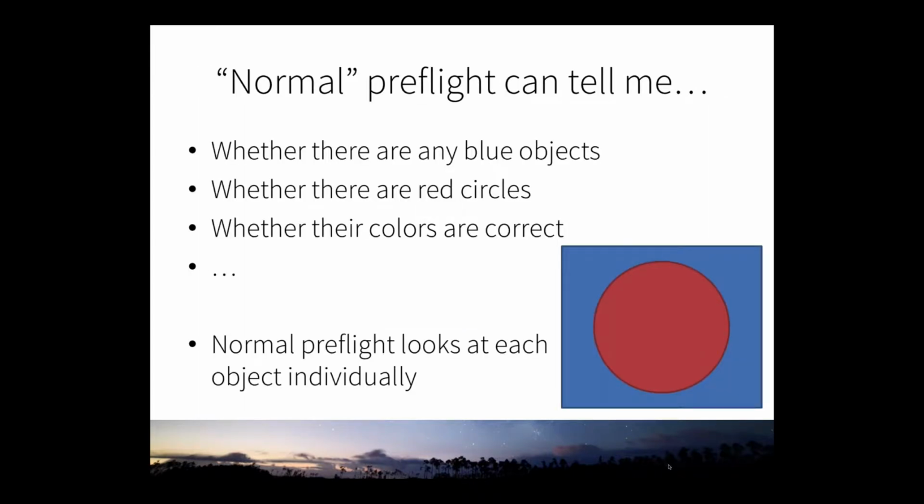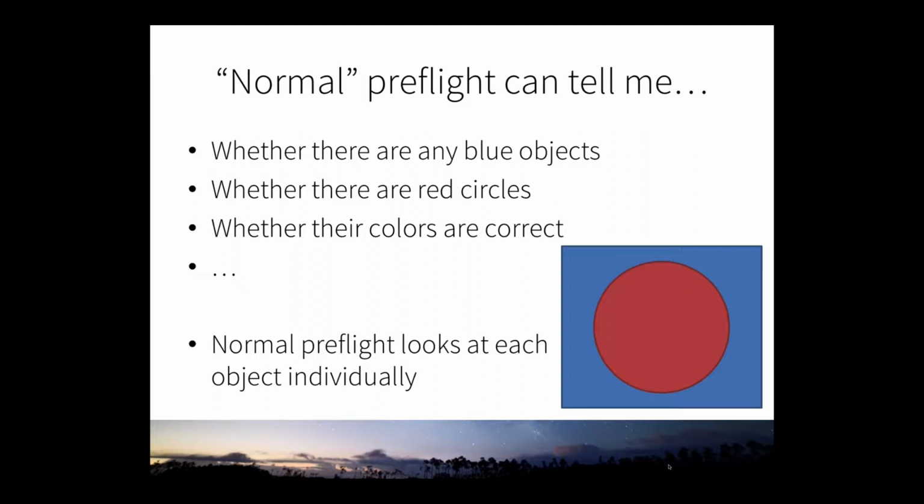If I use traditional preflight software, it can answer questions for me. Some of the questions that it can answer are: are there any blue objects? I could conceivably even write a preflight check that tells me how many blue objects there are. Are there any red circles? You can tell whether objects are of a particular type, or whether their colors are correct, whether they have certain attributes. But all normal preflight does is look at each object on a page individually.